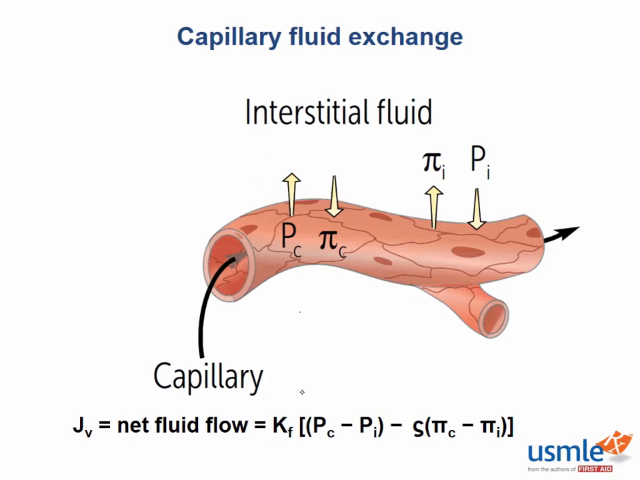There are two coefficients that are found in this equation. This one here, Kf, represents capillary permeability to fluid, so it's an intrinsic coefficient of the capillary permeability, while the sigma here reflects the measure of capillary permeability to a protein. It's called the reflection coefficient that measures the capillary permeability to protein.